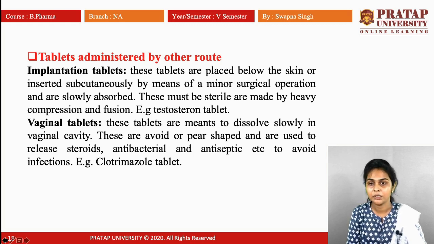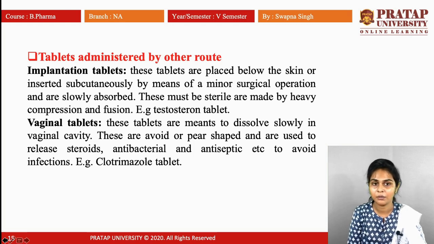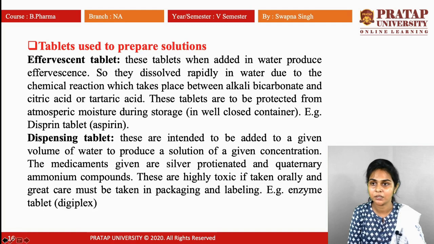But there are some criteria for implantation tablets. First, these must be sterile or made by heavy compression and fusion, for example testosterone tablets. Second one is vaginal tablets. These tablets are meant to dissolve slowly in the vaginal cavity. These are ovoid to pear-shaped and are used to release steroids, antibacterial and antiseptic agents etc. to avoid infection. For example, clotrimazole tablets.